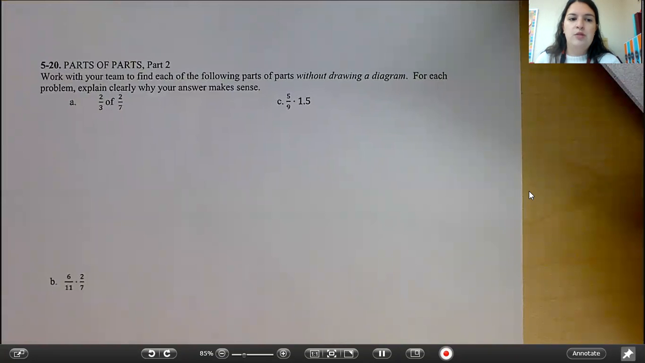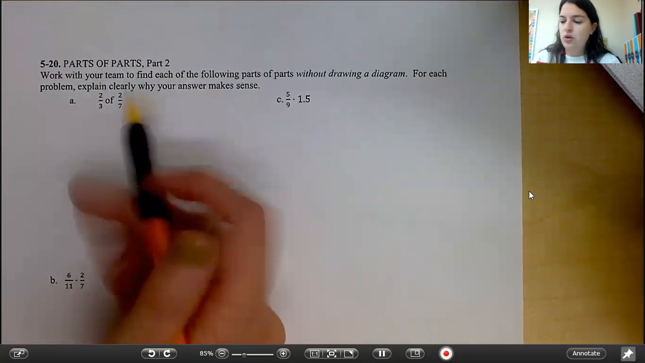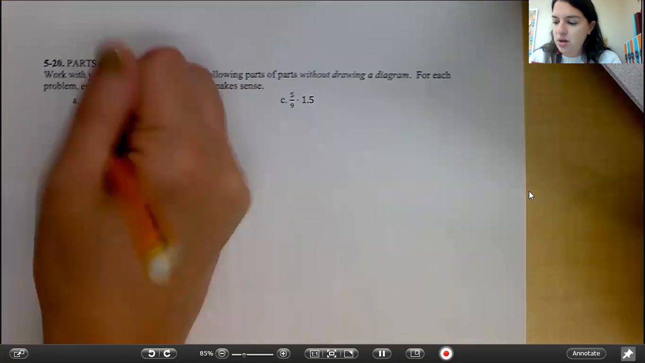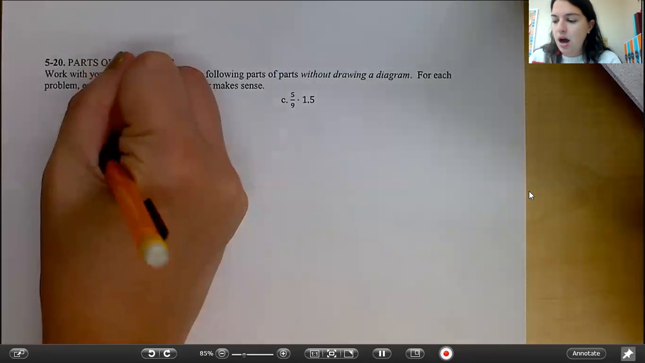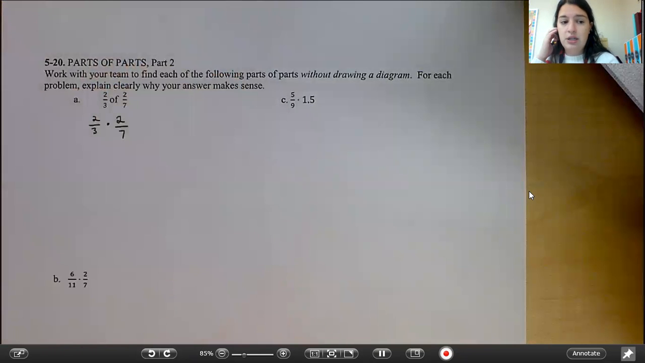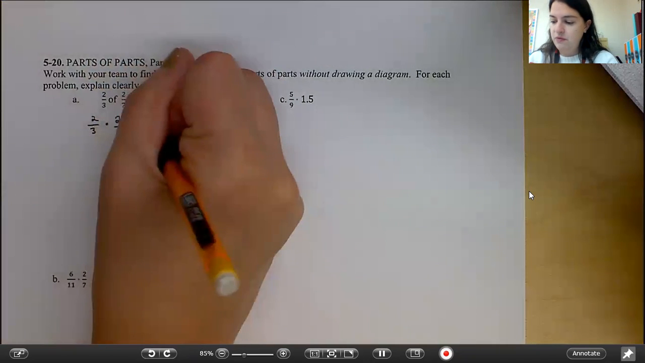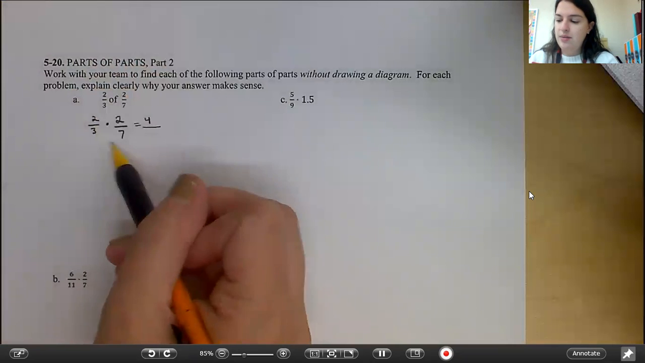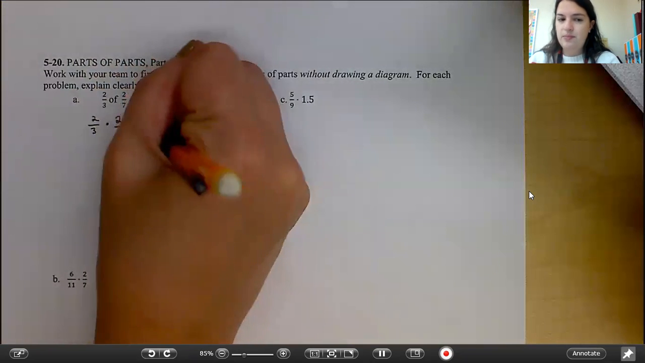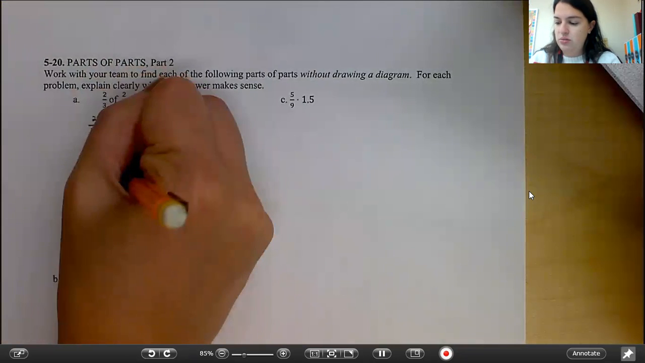For each problem, explain clearly why your answer makes sense. So we're going to do the first one together. We have 2/3 of, which means multiply, 2/7. So without drawing a diagram, we need to solve this. So we're just going to multiply across. 2 times 2 is 4, and 3 times 7 is 21. So your answer would be 4/21.